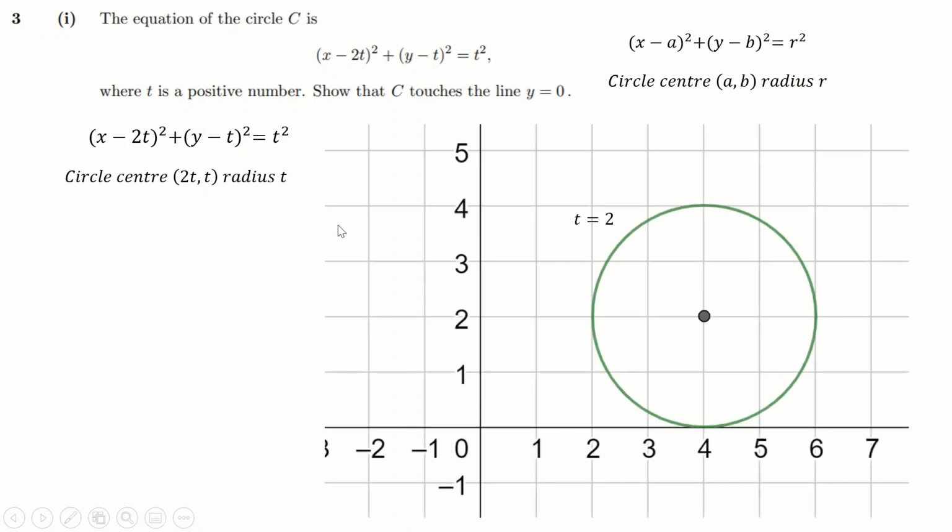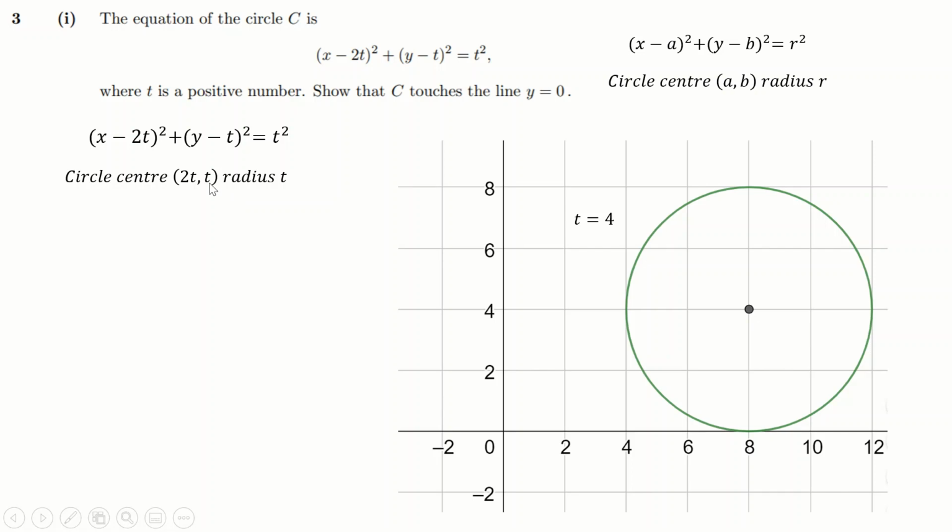And I can draw a couple of those, right? If t is 2, then the center is (4, 2), radius 2. And notice how the height is 2, so the radius is 2, so it means this touches the line here. And if t is 4, then the center is (8, 4), radius 4, which means you put a center at (8, 4), and the radius is 4, which means it touches the y-axis again.